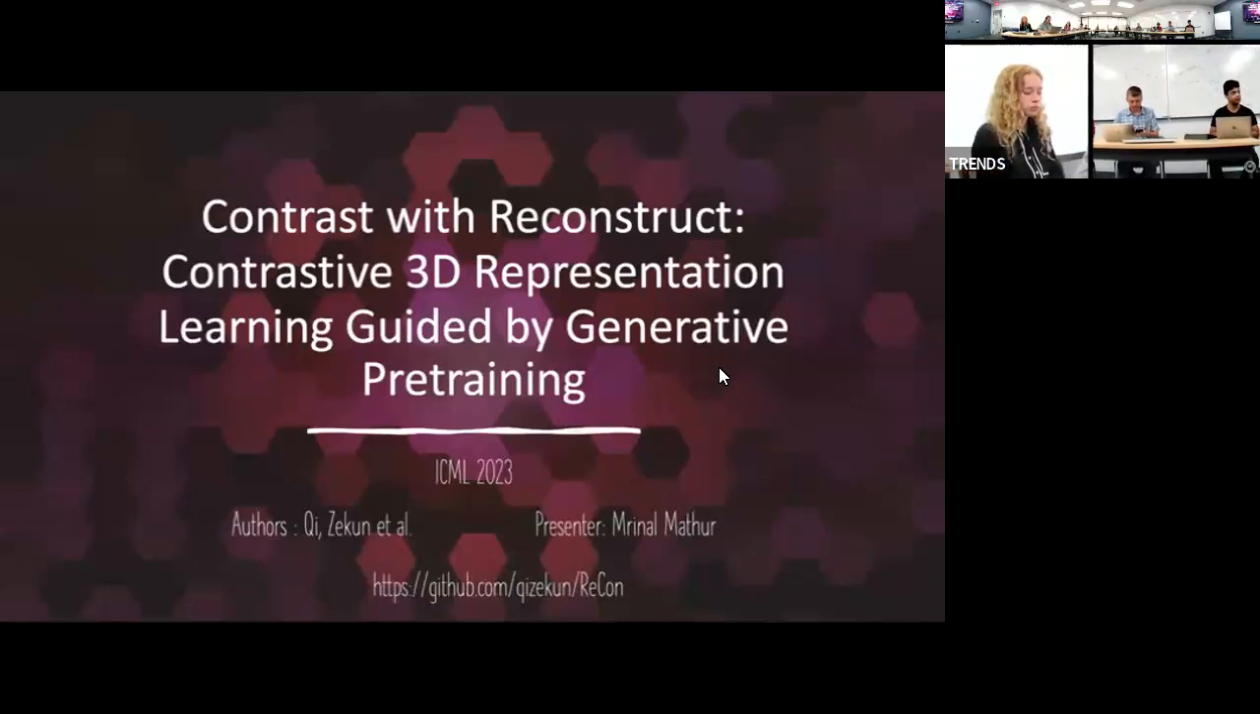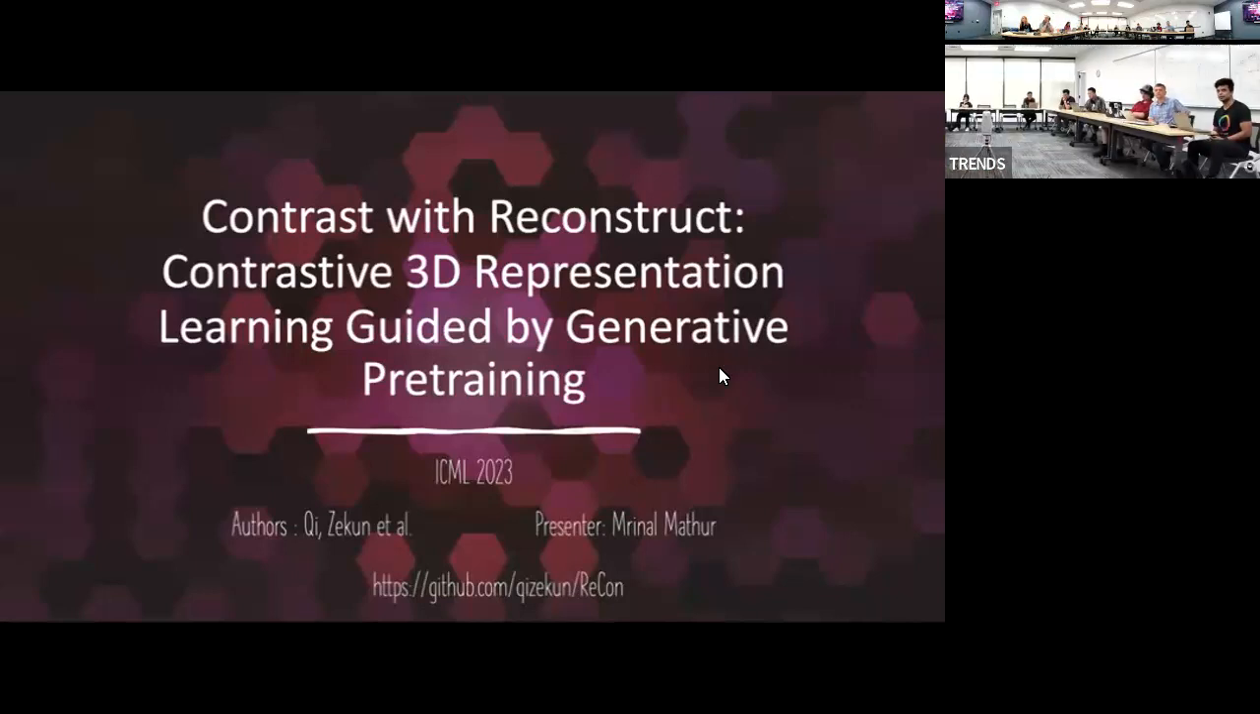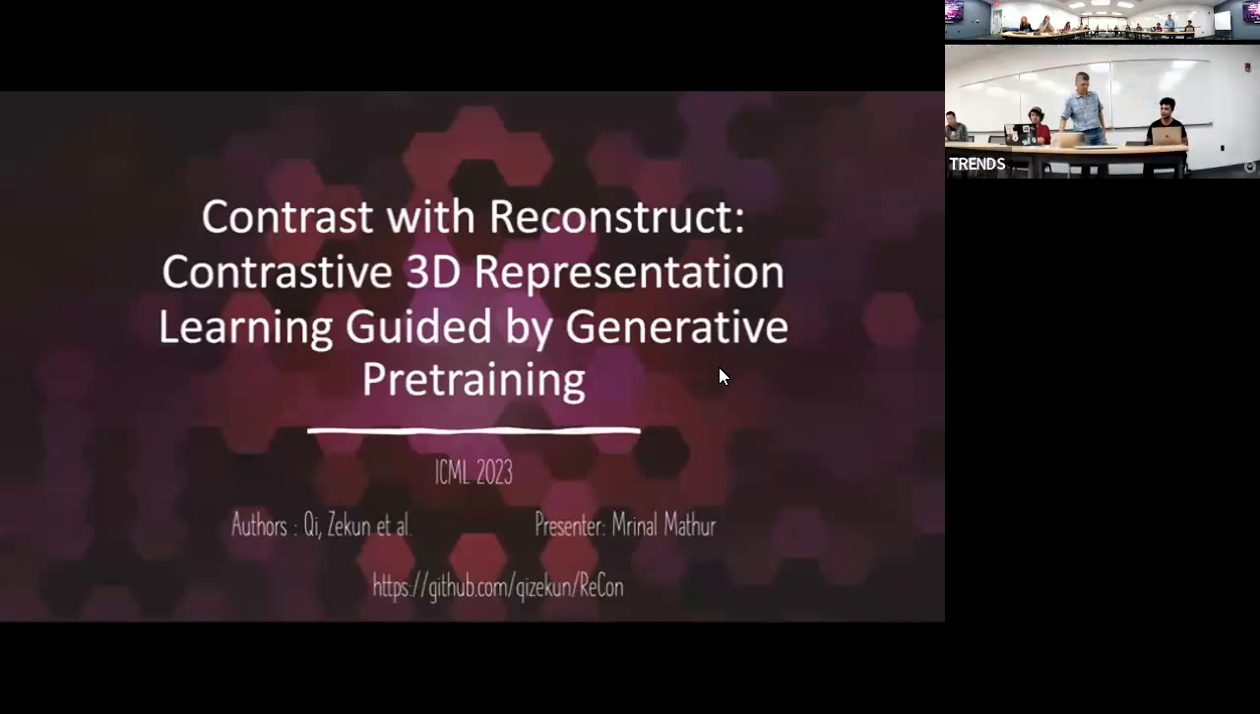All right, so hello everyone. Today I'll be presenting my paper, not my paper, I wish. Today I'll be presenting this paper that was published in ICML 2023 by authors Ziken He. The name of the paper is Contrast with Reconstruct, a contrastive 3D representation learning guided by generative pre-training. I know the name sounds very complex, but I swear it's very, very easy.